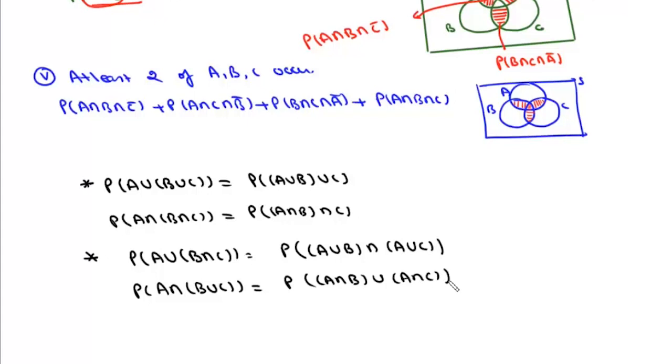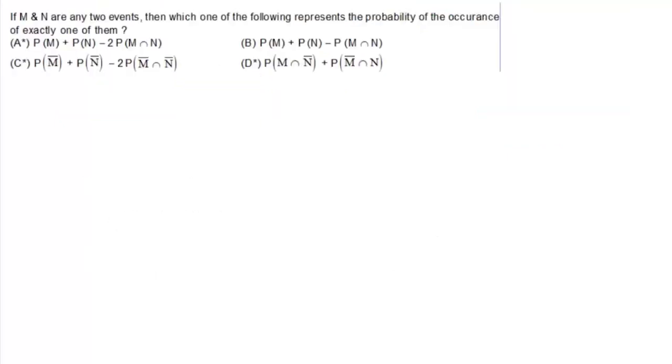So union and intersection follow the commutative property, associative property and distributive property. These are some cases with 2 or 3 event systems. Now here the question is, if M and N are 2 events, then which of the following represent the probability of occurrence of exactly one of them?